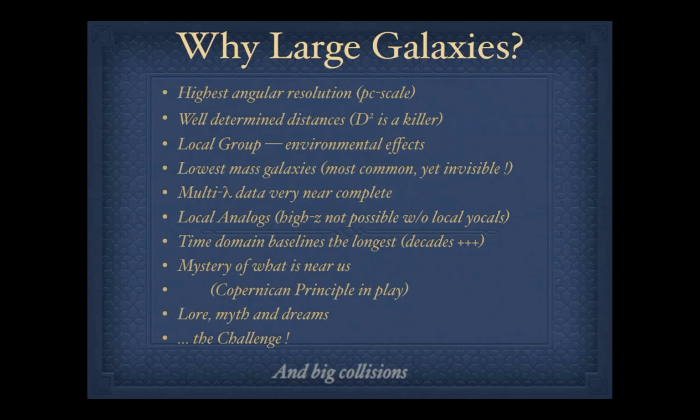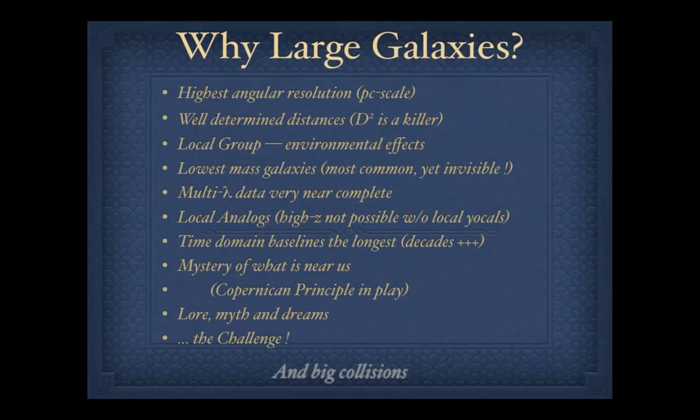In the local group, you have environmental effects because we have other galaxies. You have M31, the Milky Way, M33, and you have various galaxies that are interacting with each other, and there's lots of intergroup gas, and so stuff is happening, so we can study that.